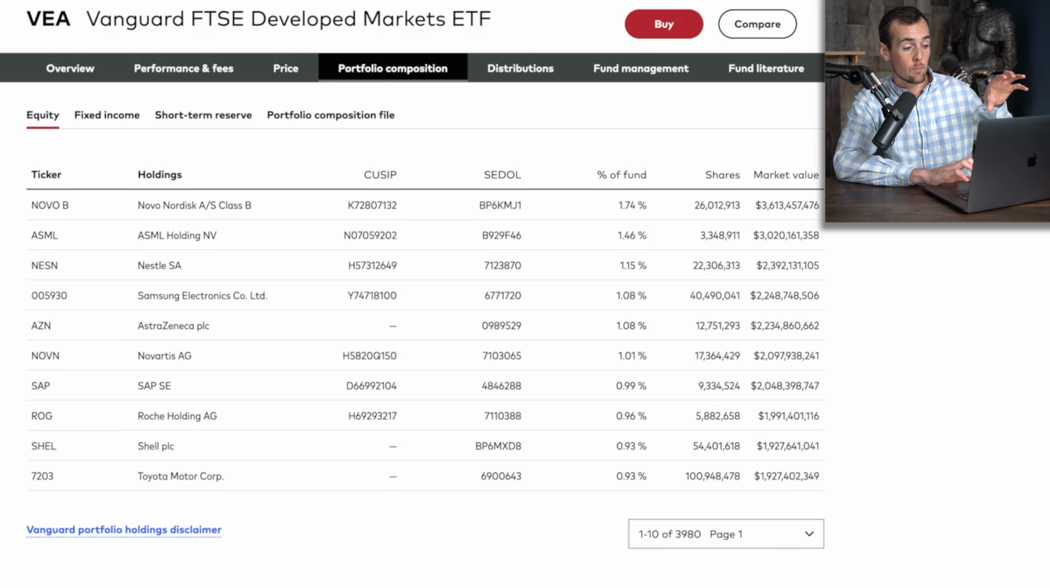These are going to be making up a large portion of the portfolio, but notice here how this is not nearly as top heavy as VOO or VTI, for example, as the largest holding here is only representing 1.74% of the entire portfolio. So you're going to be more diversified across all of these different stocks because these particular companies are not so much larger than the rest of the others.